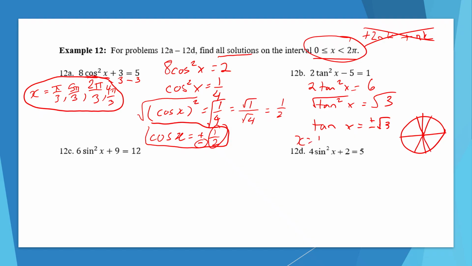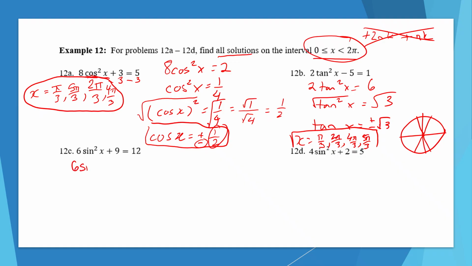So that would be pi over 3, 2 pi over 3, 4 pi over 3, and 5 pi over 3 should be our answer for 12b there. Let's take a look at 12c.